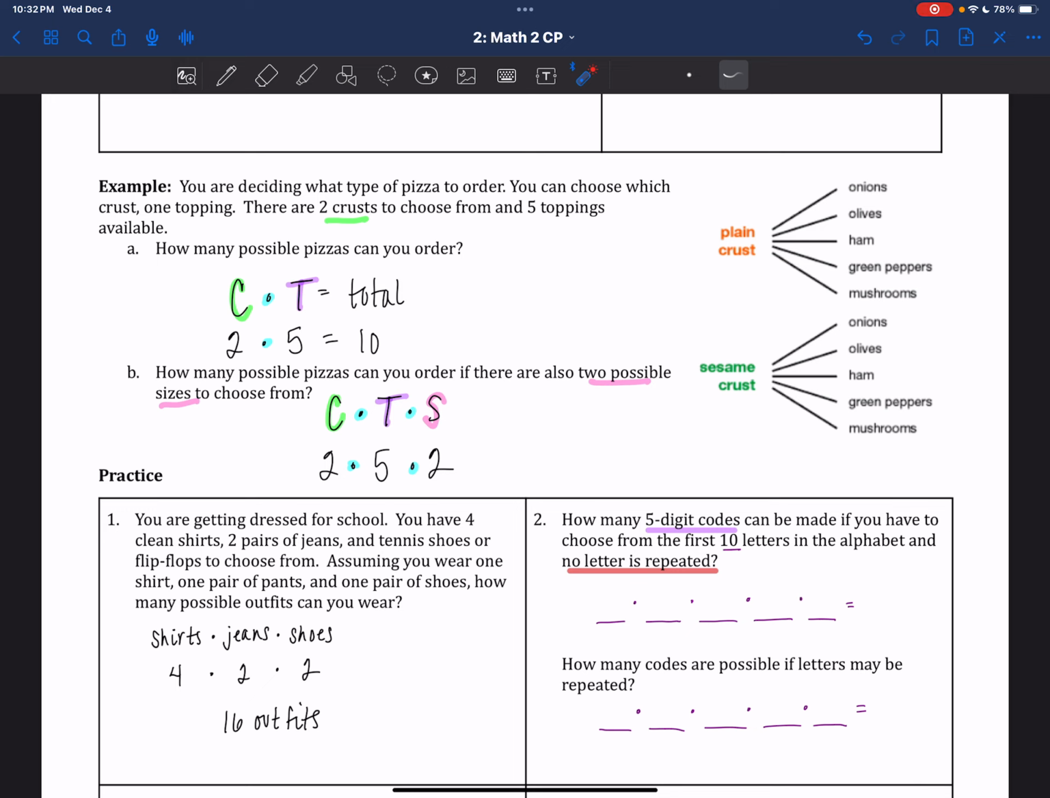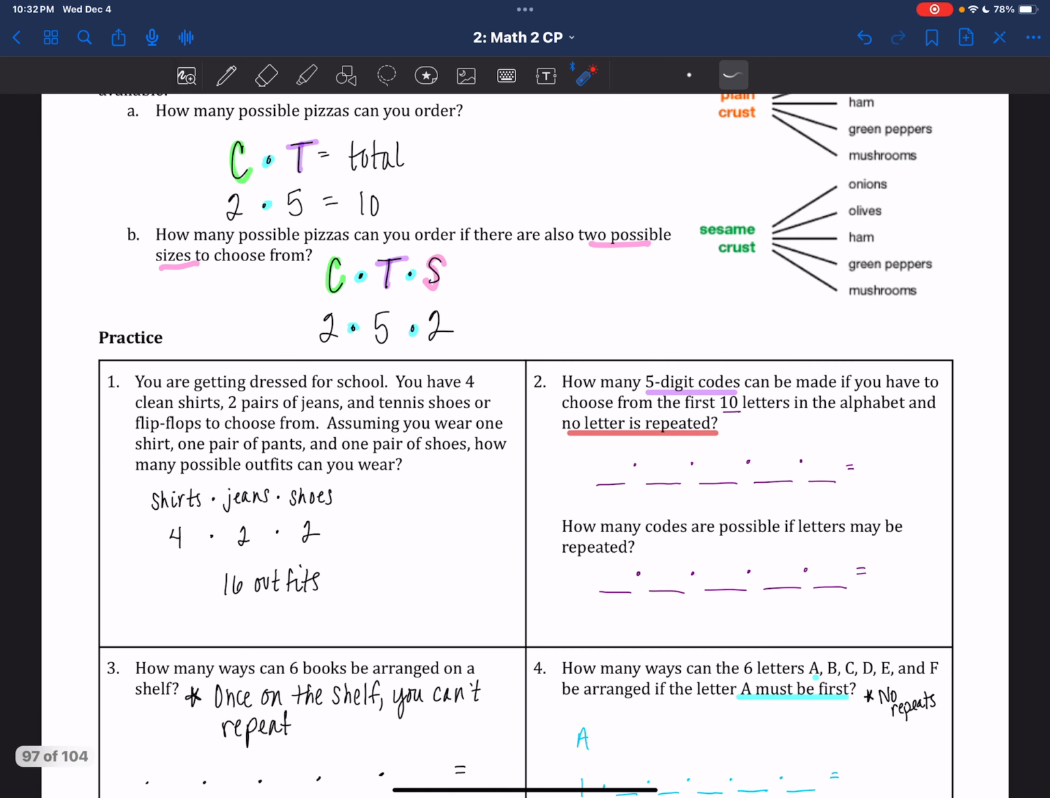2 crusts, and then for each one, you have 5 toppings. So you multiply them, you've got 10 different ways you could do it. Now, if we were to include two possible sizes, I did crust times toppings times sizes, and then that would give you your answer there, which would be 20.